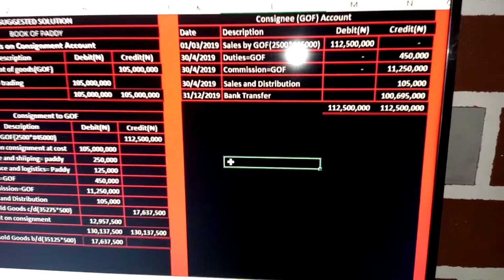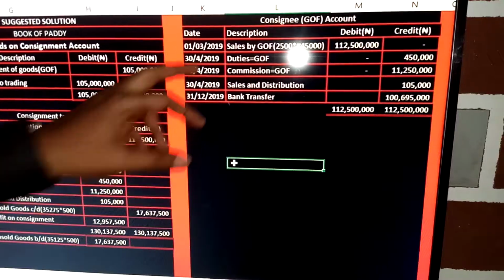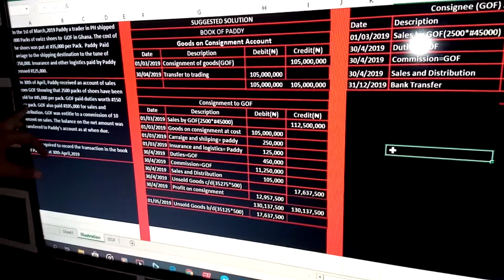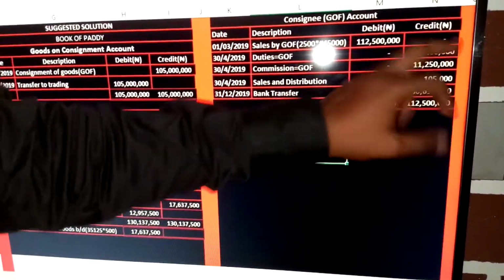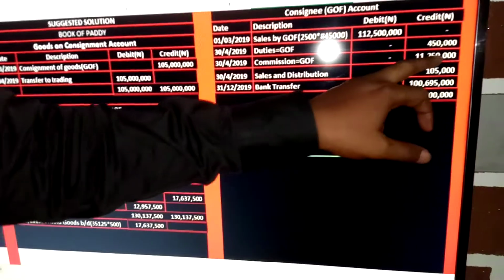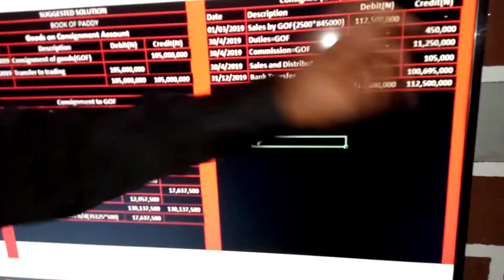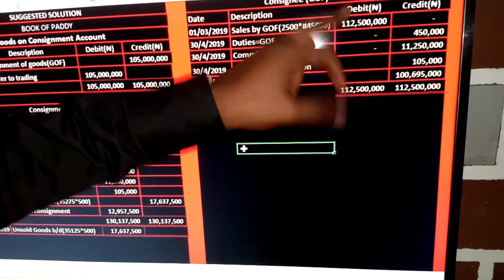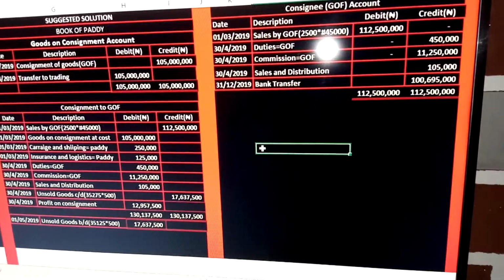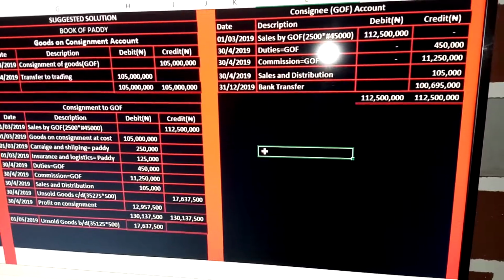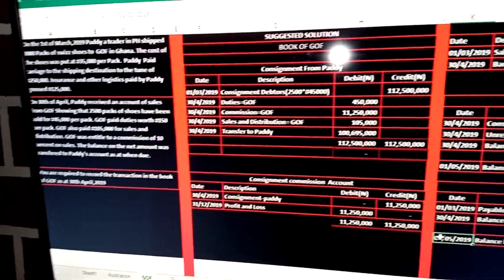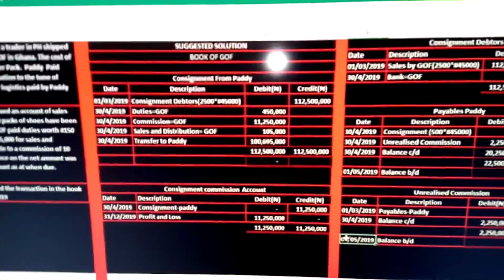And then he paid some expenses on behalf. He was the one that paid the duties. The question said 150 per pack, so that's 150 times 3,000, which is 450,000. Then the commission, which is 10% of the sales, 11,250,000. Then the sales and distribution that he paid, 105,000. When you add all this and take it out of the sales, he will transfer 100,695,000 to Paddy, based on the goods that have been sold. Now, this is the same question, but we're preparing the account from the perspective of what?